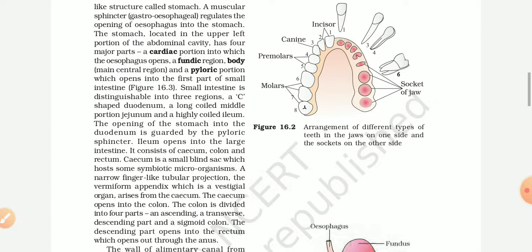The cecum opens into the colon. The colon is divided into four parts: an ascending, a transverse, a descending part, and a sigmoid colon. So the first portion, the cecum, leads to the colon. The descending part opens into the rectum, which opens out through the anus.